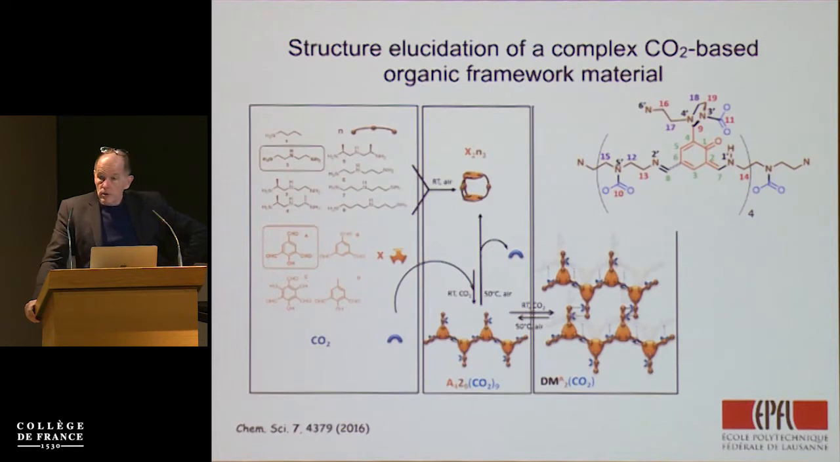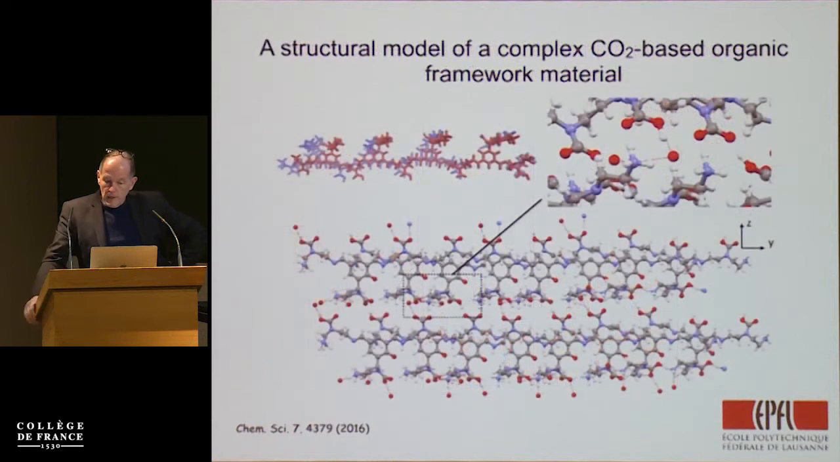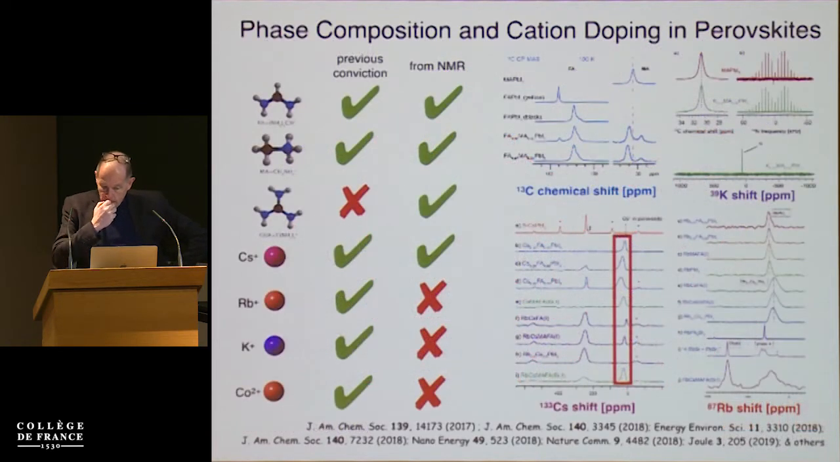And again, we can do chemical shift-driven structure determination on these molecules. We determine chemical shifts, we compute them, we look at the structures that it's compatible with, and we come to a full 3-dimensional model, in this case, of what is a slightly disordered structure in these complex CO2 organic framework materials. So that's one example of where we can get to structures.